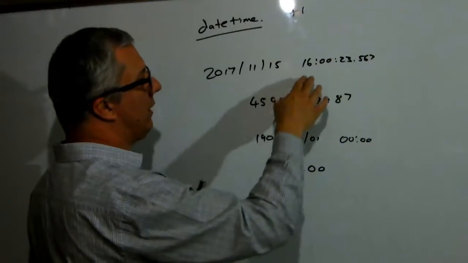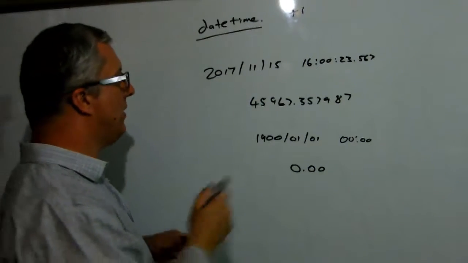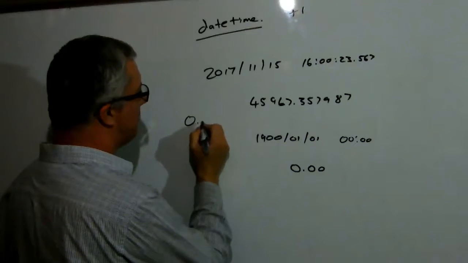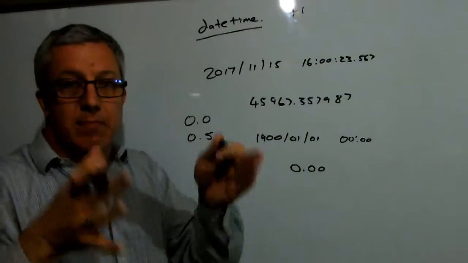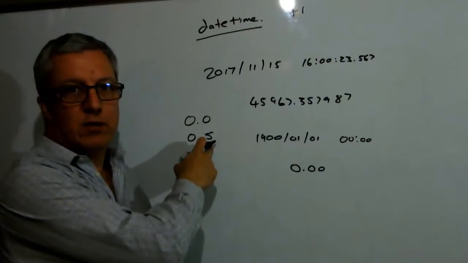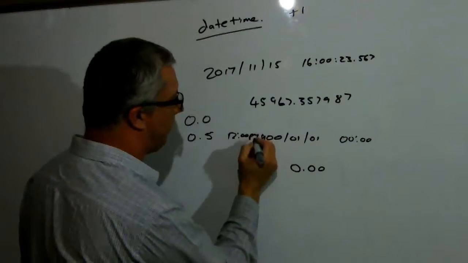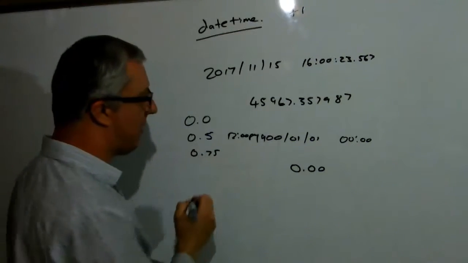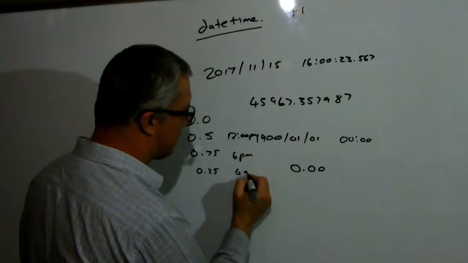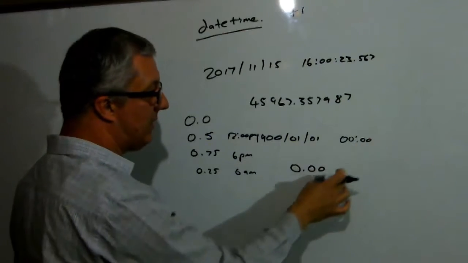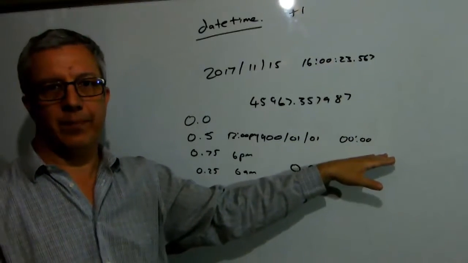Okay, time on the other hand is stored as a fraction of a 24-hour day. So what that means is, if I put 0.0, that is midnight, 0.5 is the middle of the day, because it's halfway through my 24-hour cycle. So that is 12 o'clock in my day, so that is 12 p.m. If I put 0.75, that would be 6 p.m. If I put 0.25, that will be 6 a.m. So the fraction in my number works out to the exact time in that day.